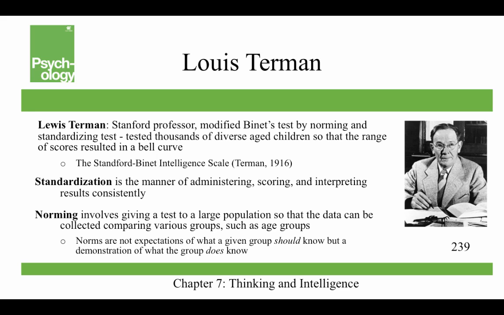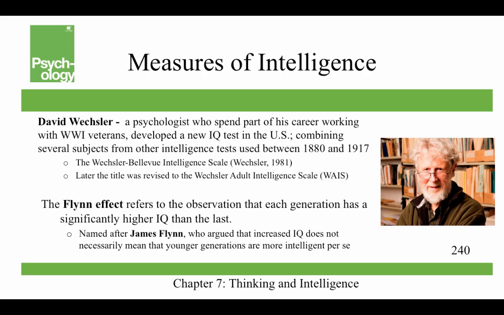Norming involves giving a test to a large population so that the data can be collected comparing various groups, such as age groups. So norms are not expectations of what a given group should know, but a demonstration of what the group does know. I'm laughing because I have things that are misspelled, and I'm talking about intelligence.